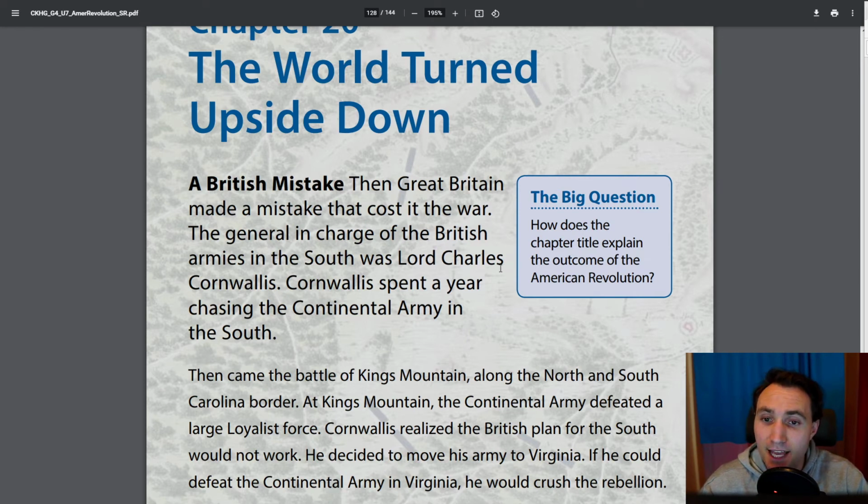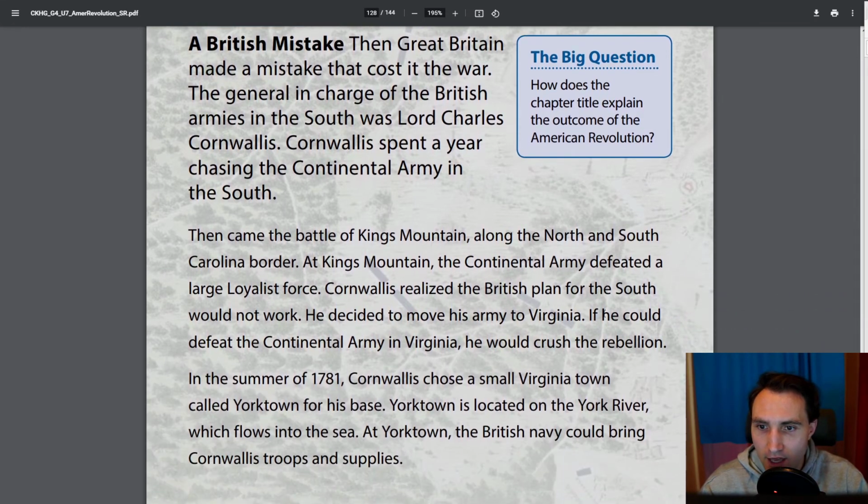A British mistake. Another one that they make. Then Great Britain made a mistake that cost it the war. The general in charge of the British armies in the South was Lord Charles Cornwallis. Cornwallis spent a year chasing the Continental Army in the South. Then came the Battle of Kings Mountain along the North and South Carolina border. At Kings Mountain, the Continental Army defeated a large Loyalist force. Cornwallis realized the British plan for the South would not work. He decided to move his army to Virginia. If he could defeat the Continental Army in Virginia, he would crush the rebellion.